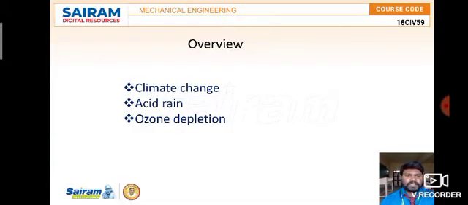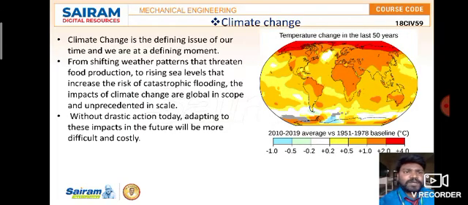The first one is climate change, the next one is acid rain, and the third one is ozone depletion. These three are topics that most of you are familiar with, because in the early stage you might have studied about the climate change conditions, what acid rains are, what ozone depletion is, how the depletion takes place, what the reasons for the depletion of the ozone layer are, and what remedies we can take to minimize ozone depletion. We have already learned, but just for your understanding, one more time I'll add some more light on these topics that I have mentioned here.